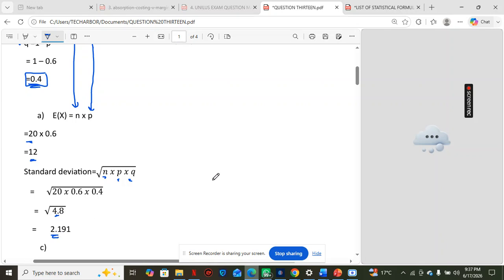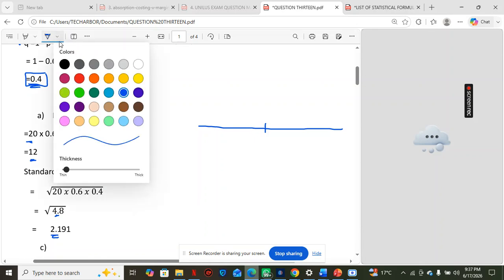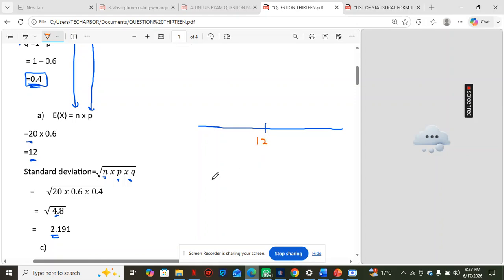What this standard deviation is telling us is that if we conduct this test, we've been told on average 12 people prefer working in the banking industry, and the standard deviation is 2.1. Standard deviation just says how far the data is from the mean. In this case, it is how many students you're going to find who prefer working in the banking industry.